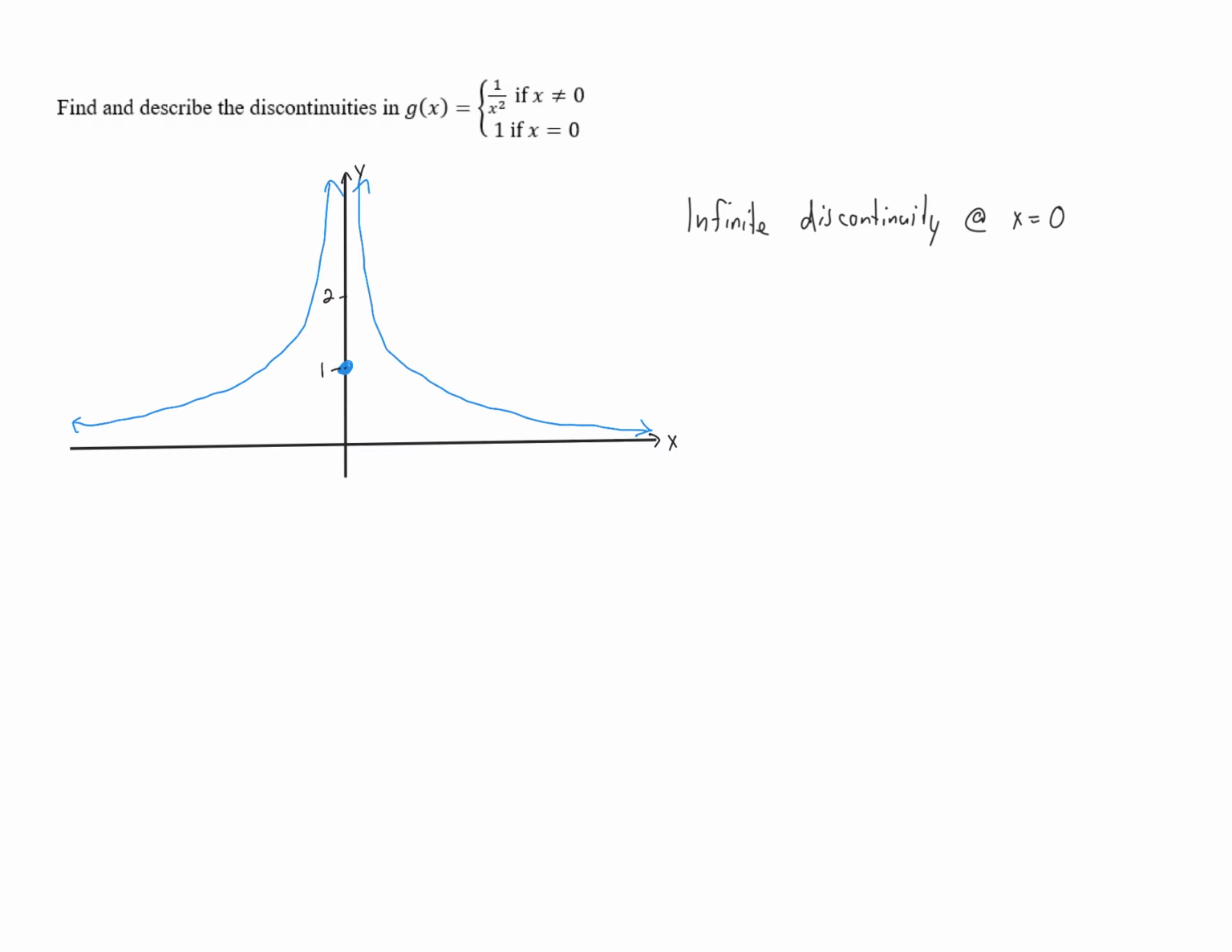Anytime we have vertical asymptotes, whether it's two-sided or just one-sided, whether it's going up towards positive infinity or down towards negative infinity, those are always classified as infinite discontinuities. And that is the only one that we have in this problem. Everywhere else it's continuous. It's just that one x value.